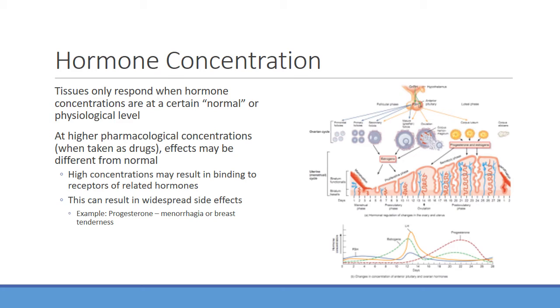But because I'm giving these drugs in higher concentrations than what is normal, you start to see these hormones affecting tissues at other sites. This is why with progesterone you can see things like menorrhagia, and breast tenderness can happen as well. There are side effects that occur by going over the normal physiologic amount that would normally be released. So again, too much or too little of these hormones can lead to negative effects in both directions.